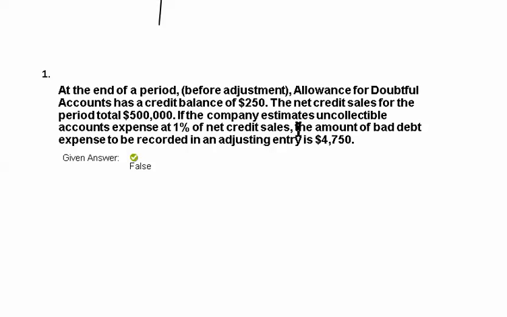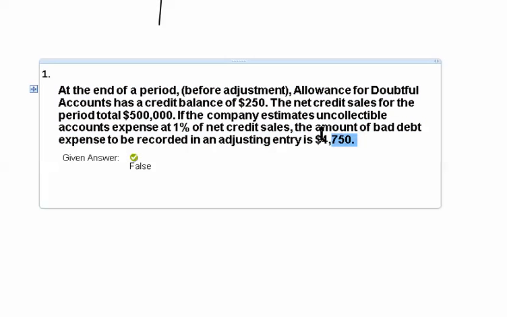This is a question, and it's asking us the amount of bad debt expense to be recorded in the adjusting entry is $4,750. Again, we're going to look at which method they're using, direct write-off method or one of the analysis methods, or allowance methods, and then which one are they using.